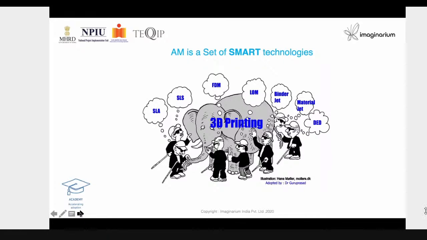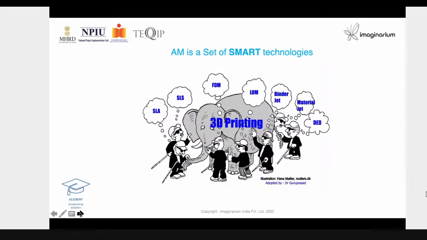So 3D printing is different to different people. For some people, 3D printing is the one which uses filament. For some other, they say it actually uses liquid. And for some other, it is a technology which uses powder. In a way, they're all right, they're all correct. But these are the different manifestations of the same technology called 3D printing. Okay, so you have SLA, you have SLS, you have FDM, you have LOM, you have binder jetting, you have metal jetting, and you have direct energy deposition.